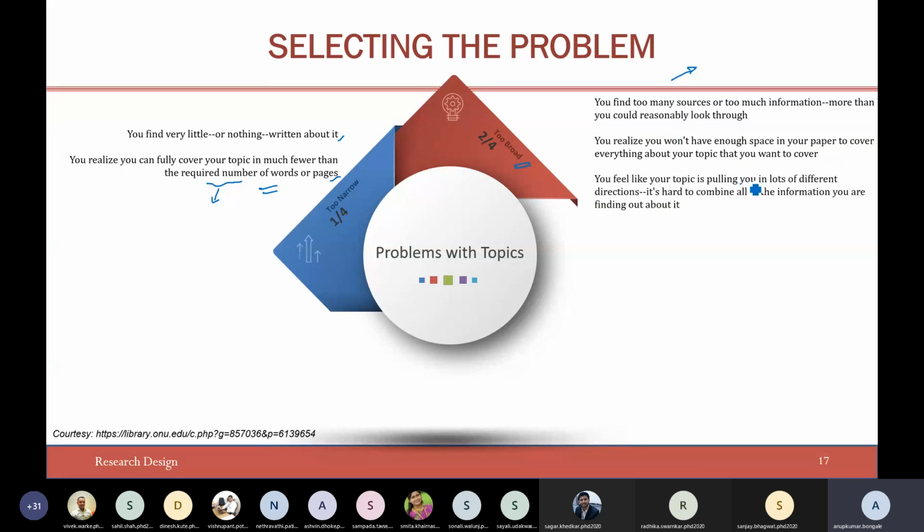You feel like your topic is pulling you in lots of different directions. It's hard to combine all of the information you are finding. So that means you have unknowingly or knowingly landed up in a domain where you will not be able to fine tune your problem statement. So that is also one of the indications that your problem statement is too broad. Okay. And the question is, if your problem statement is narrow, how should you broaden it?